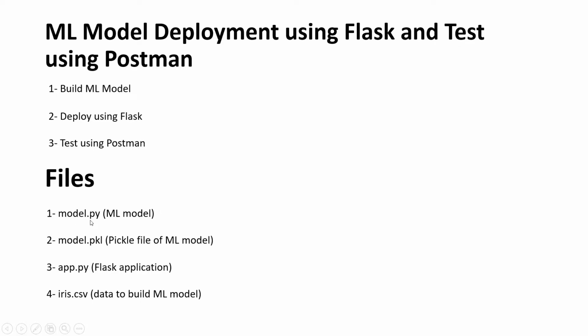The first file will be the Python file model.py. This will contain our machine learning model. The second will be model.pkl. We will convert this model.py file into a pickle. The third file will be the app.py. This file will contain our Flask application. And this fourth one, iris.csv, is our data file. We are going to work on the iris data to develop our machine learning model. And we are going to do all this in PyCharm.